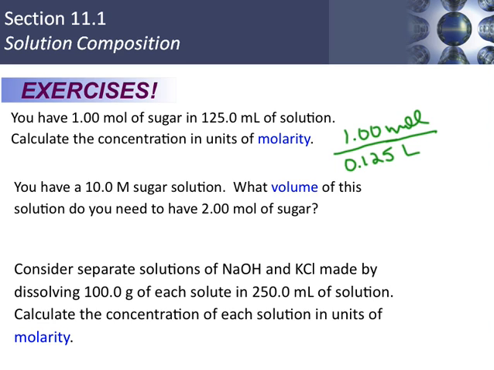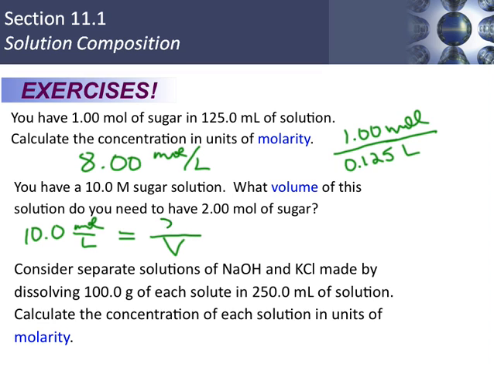This is where I need you all with the calculators. That's why I said to get this. We want 3 sig figs, so it is 8.00 moles per liter. You have 10 molar sugar. Ooh, that's a lot. 10.0 moles per liter. What is the volume you need to have 2 moles?